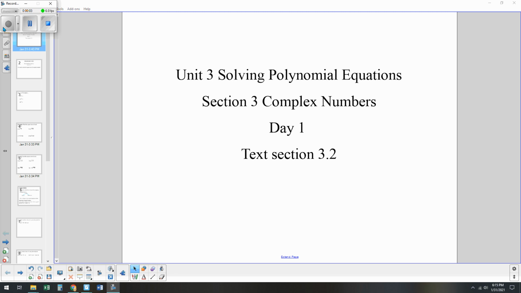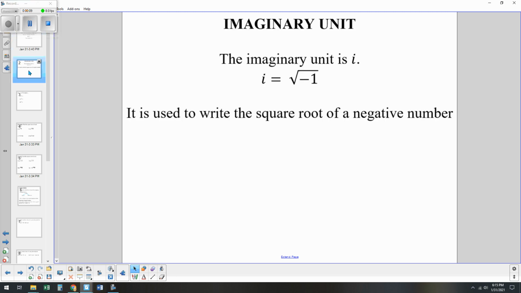This is the first day of Unit 3, Section 3, Complex Numbers, and we are starting in Section 3.2 in the textbook. So first thing we're going to talk about is the imaginary unit. We've been talking a while that there are real numbers, right? We've talked about all real numbers as being a solution, and sometimes our answer was no real solution. And what happens if there's no real solution is there might be an imaginary solution or a complex solution.